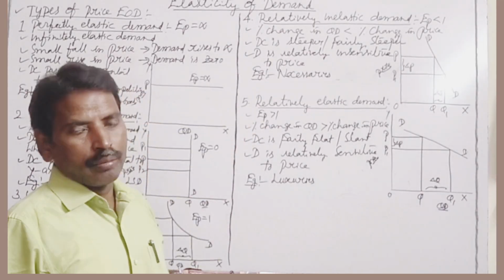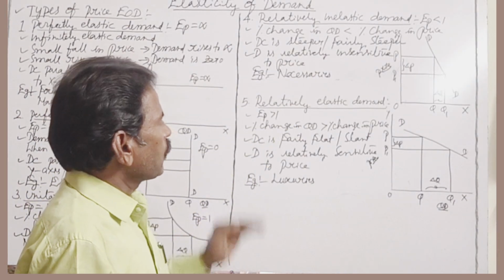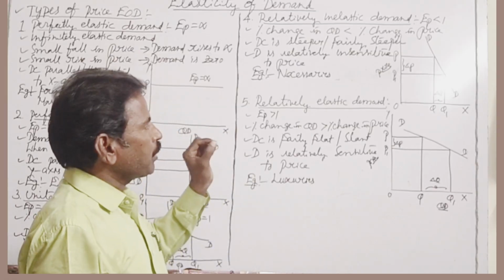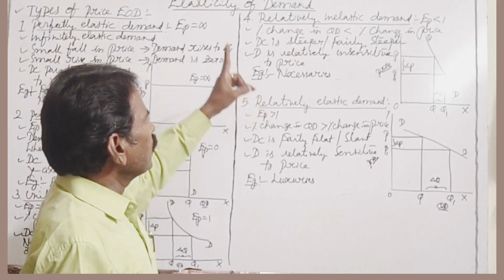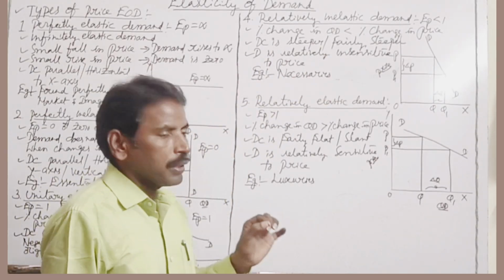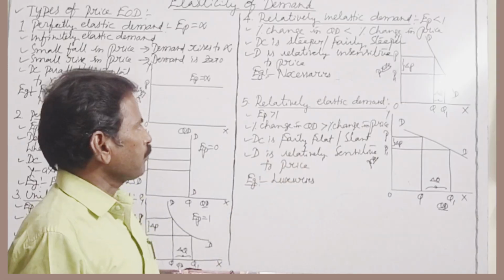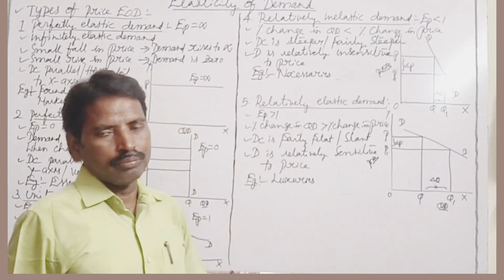Relatively inelastic demand. EP less than 1. Percentage change in the quantity demanded is less than percentage change in price. This is called relatively inelastic demand. The demand curve is steeper, or fairly steeper. So demand is relatively insensitive to price.